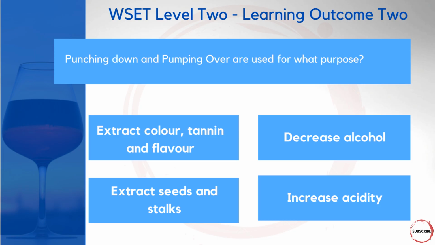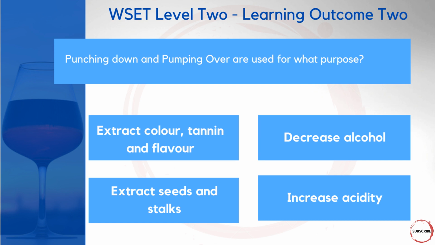And I've got more winemaking associated terminology here for you with this next question. So punching down and pumping over are terms that are used for what purpose? Is it to extract additional colour, tannin and flavour? Is it to decrease the alcohol in the wine? Is it to extract the seeds or the stalks? Or is it to increase the acidity in the wine?